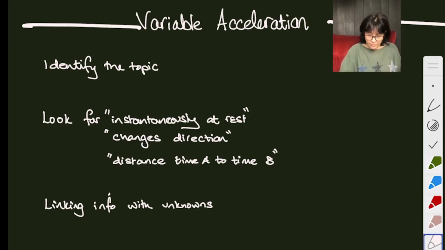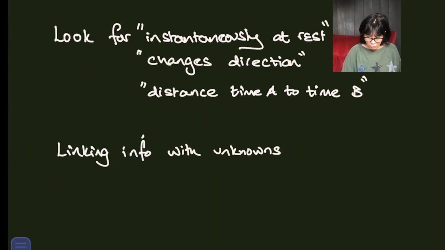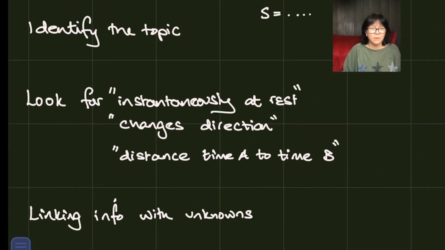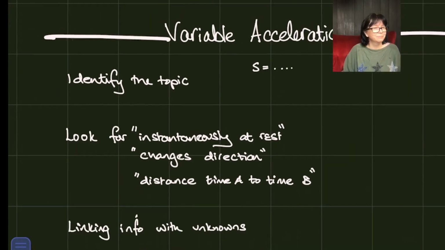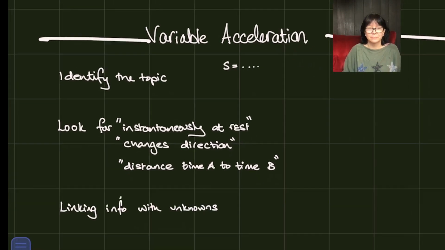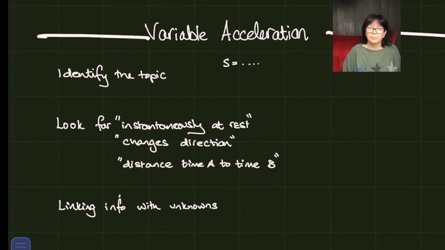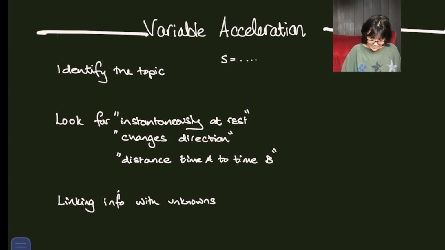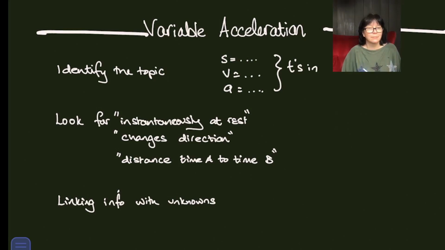Really simple. The question has got on it either S equals and then a function with some t's in it. Either it has S equals, or it has V equals, or it has A equals, and these will have t's in. And that's it. If you spot that, then it's a variable acceleration question.